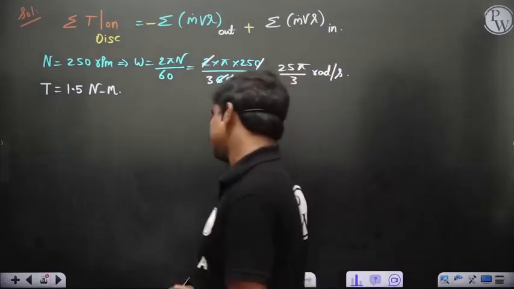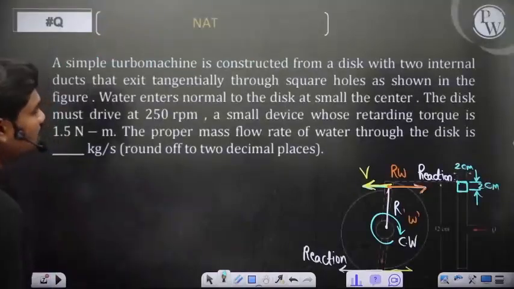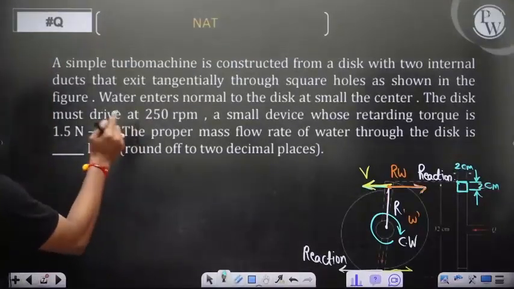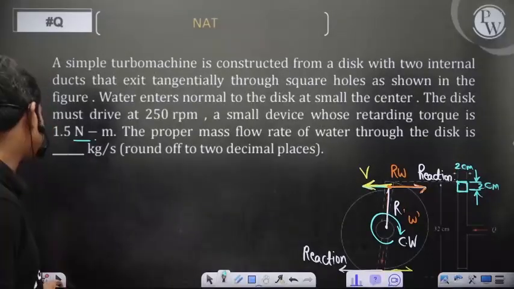Okay, so let's see the torque acting on the disk. The torque acting on the disk is this, whose retarding torque is 1.5 Newton meter. The proper mass flow rate of the water to the disk is dash kg per second.